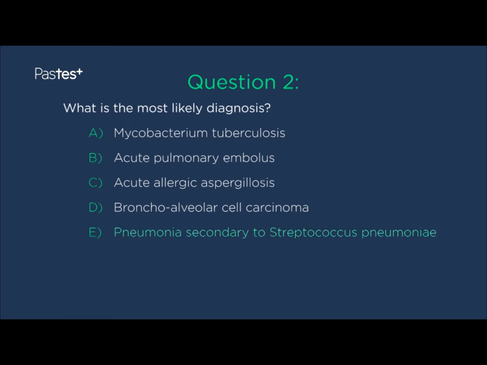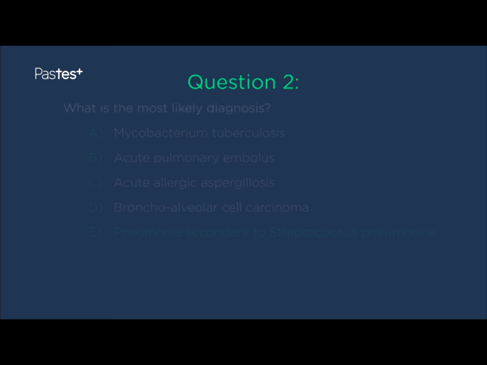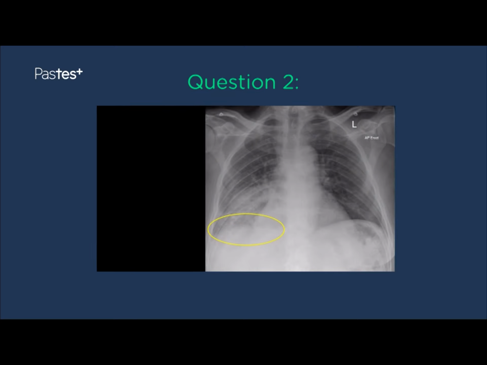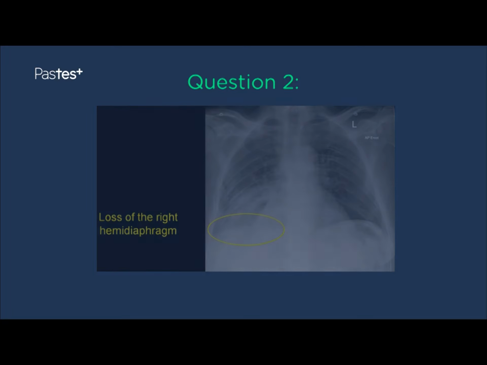So the answer to this is E, a pneumonia secondary to Streptococcus pneumoniae. And if we look at the chest radiograph, we can consider why this is the case. There's loss of the right hemidiaphragm, so as we've said before, this indicates right lower lobe pathology. But we've still got the left hemidiaphragm. We've got the left heart border and the right heart border. And in this case, the projection's AP, so we can't comment on the heart size. But there aren't any other signs of left ventricular failure or heart failure.